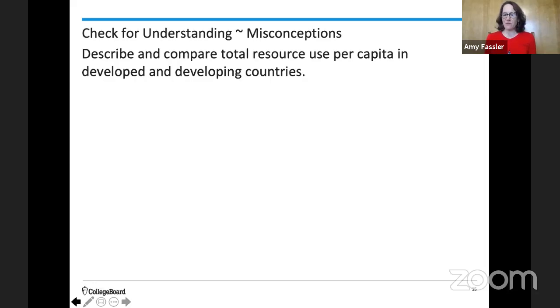So I want you to see if you can describe and compare total resource use per capita between developed and developing countries. And I'll give you a minute to think about that one.